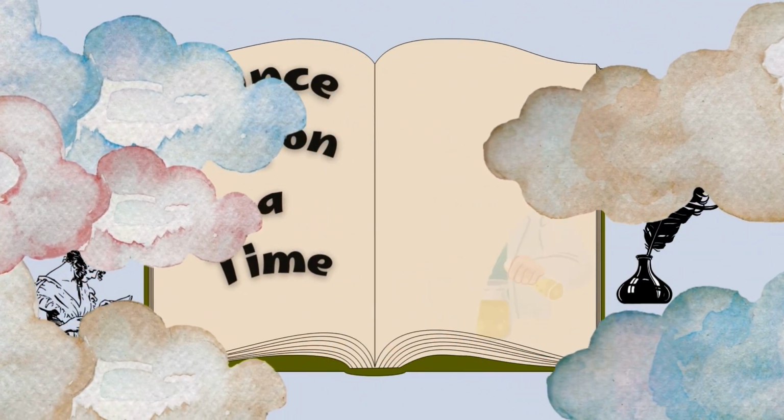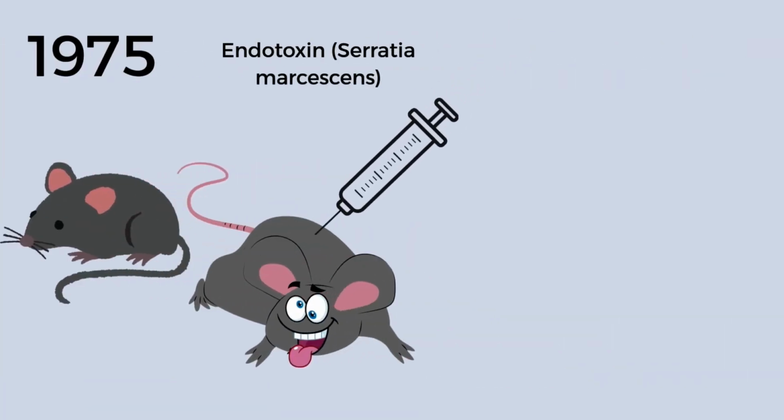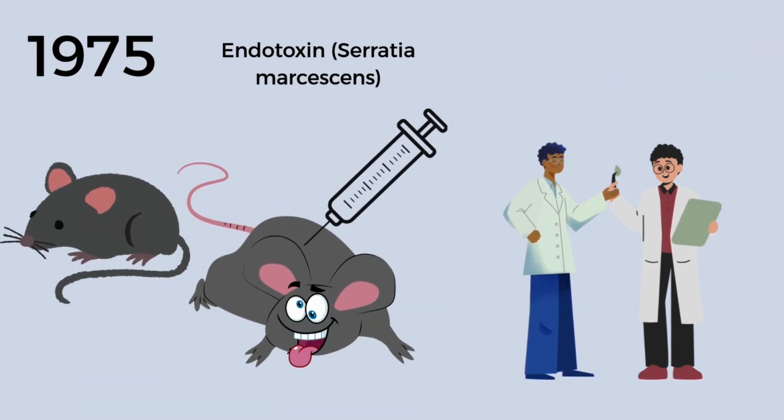Once upon a time, scientists in 1975 noticed that when mice were injected with endotoxin, their tumor started shrinking. This is when Carswell et al. first spotted TNF in action.